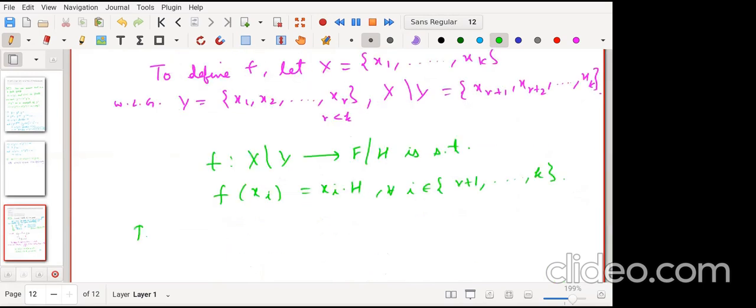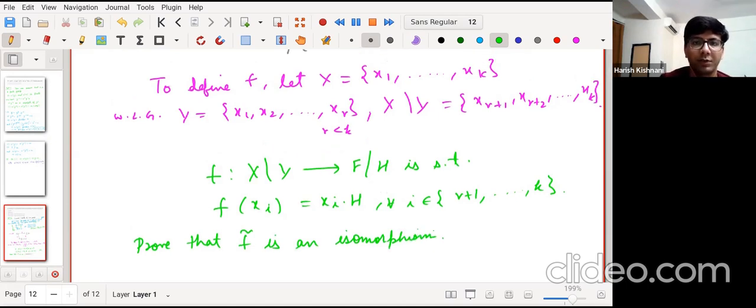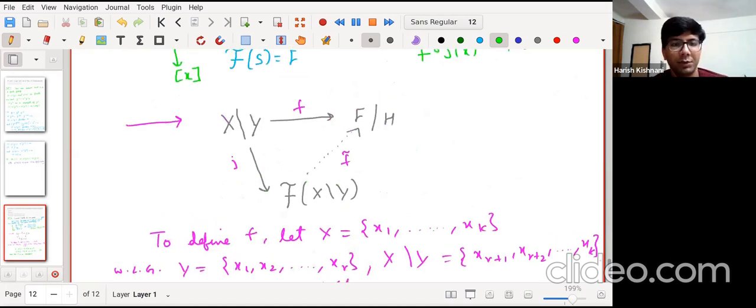Prove that f tilde is an isomorphism. And for that you need that this capital F is a free group. It's free from any relation. So while proving that this f delta is injective, you need that this capital F is a free group, because if it's not injective, then it will have a non-trivial relation.